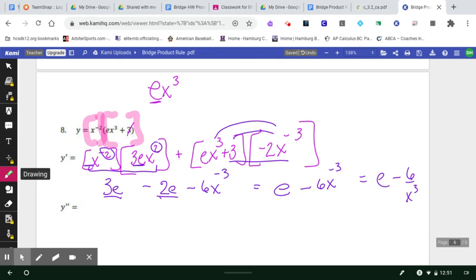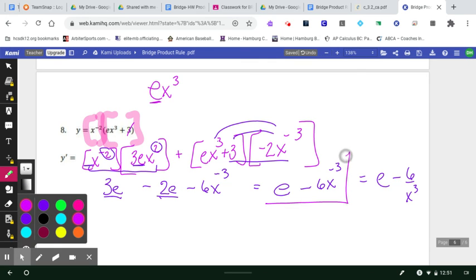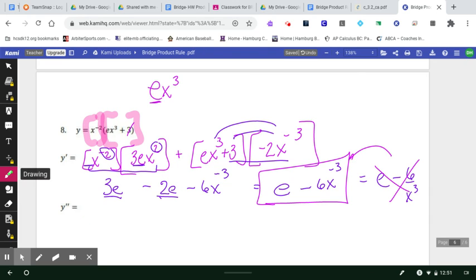So then if I want to take the second derivative, I'm going to use, of course, the nicer version here, this guy, because I have to rewrite it back into this. And I'm going to derive that. So e is a constant, so its derivative would be 0, so it would be gone. And then I'm going to get a positive 18x to the negative 4th. So I can rewrite as that 18 over x to the 4th.